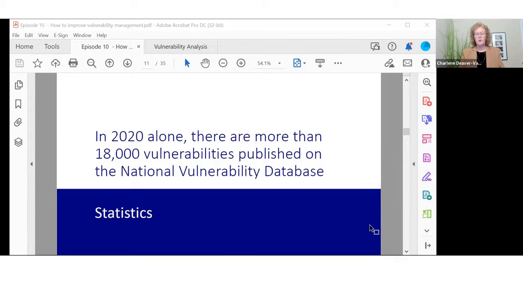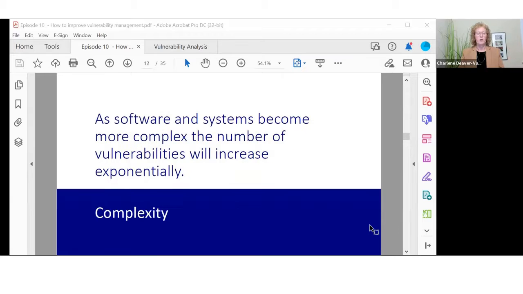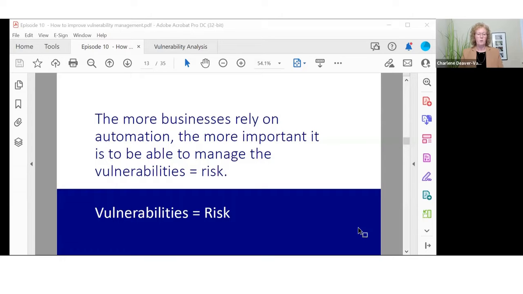In 2020, there were more than 18,000 vulnerabilities published on the National Vulnerability Database. That's just 2020, right? And you can go up and you can see every year's complete collection of vulnerabilities year by year by year. As software systems become more complex, the number of vulnerabilities are going to increase exponentially. We already talked about that. Think of it this way, vulnerabilities are risk. The more businesses rely on automation, the more important it is to be able to manage this vulnerability equals risk.